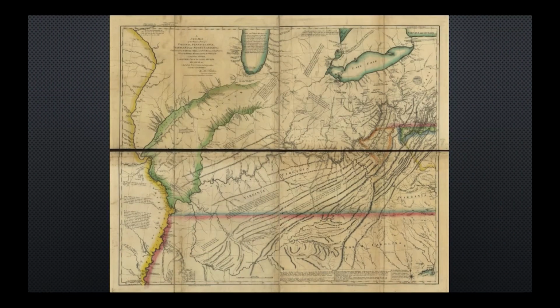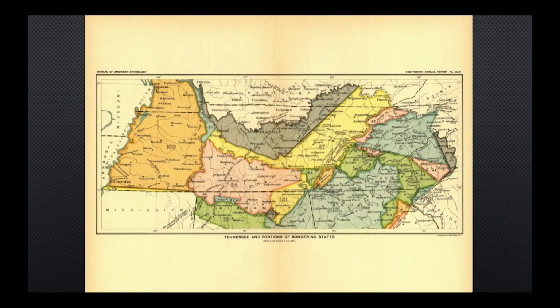Now, I have two maps. I'm going to divide you into four groups because I have two copies of each map.